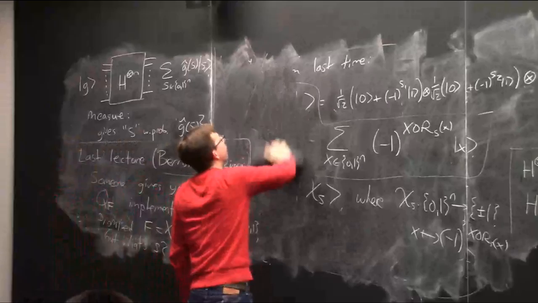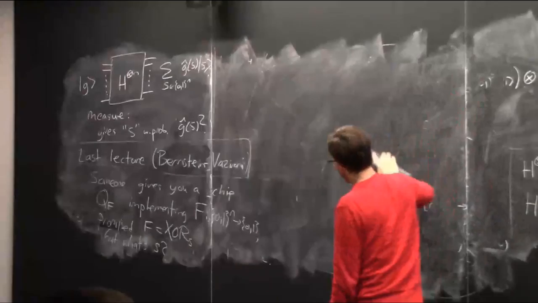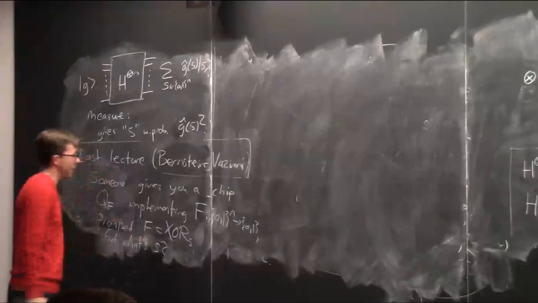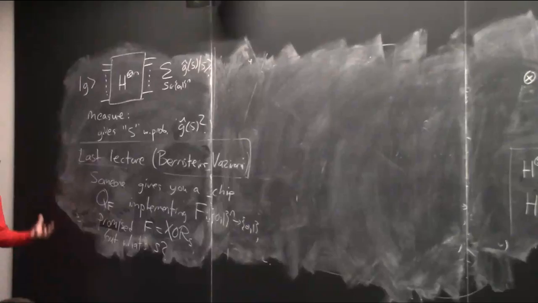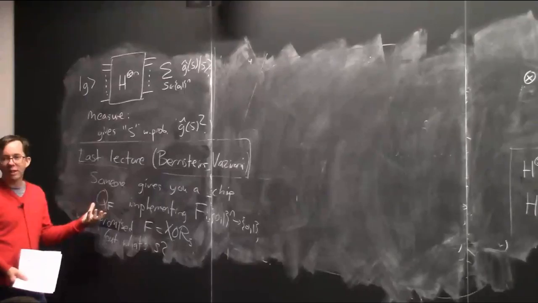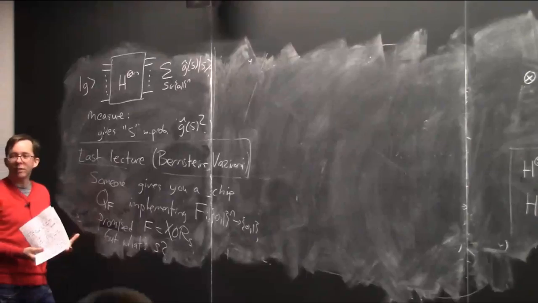Actually, there's a couple of problems like this in your homework, and Simon's problem is going to be like this, where somebody gives you a chip that computes some Boolean function, promised to have a certain property, and you have to find out something about that property. It all looks very contrived, but eventually, when this gets used in Shor's algorithm, it'll be a scenario where you yourself built this circuit, and it does have some magical property, but you can't easily figure it out yourself, even though you built the circuit.